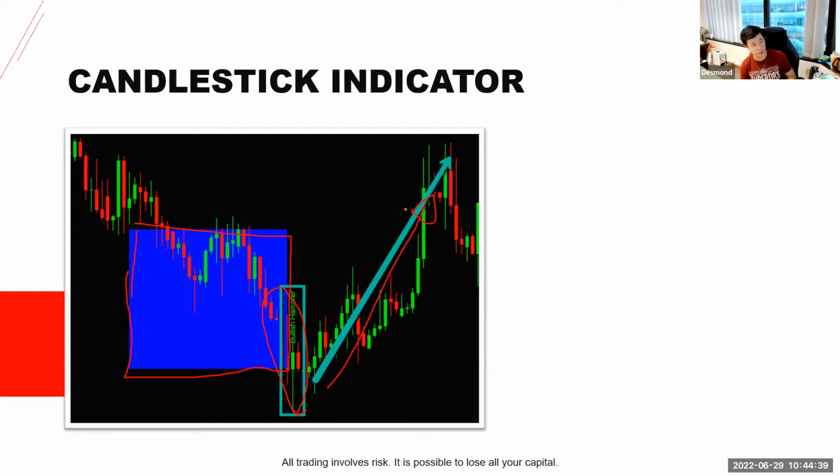Okay, so this is one of the tricks that I hope to be teaching you guys, right? Whenever you're looking for candlestick patterns, you need to look for not only the pattern, but the move that is leading up to the pattern. Okay, the move that is leading up to the pattern.